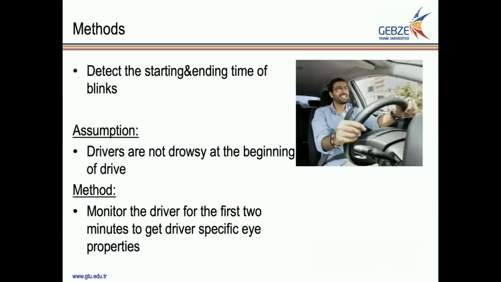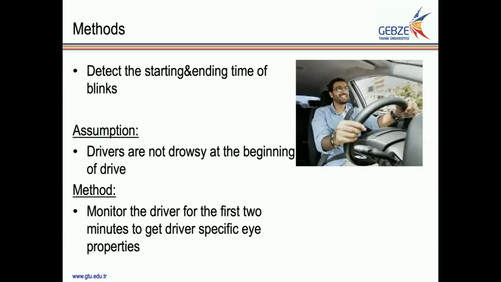Another thing is that if you are going to follow the eyes, the starting and ending times of the blinks are quite important. This is another challenging part to detect, because sometimes people may look down or look in other directions, and that can be regarded as a blink, but it is not a real blink. And also, to make it driver-adapted, our assumption is that drivers, when they get into their cars, are awake. I mean that they are not going to be drowsy at the initial phase of the driving.